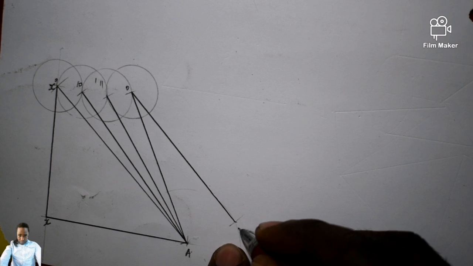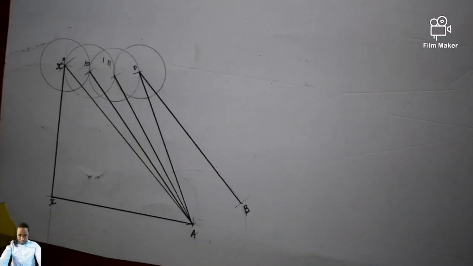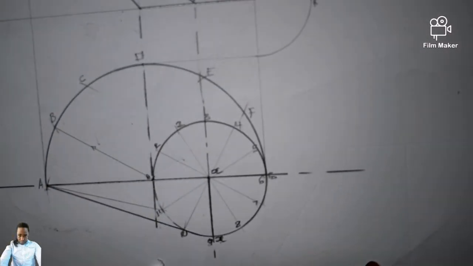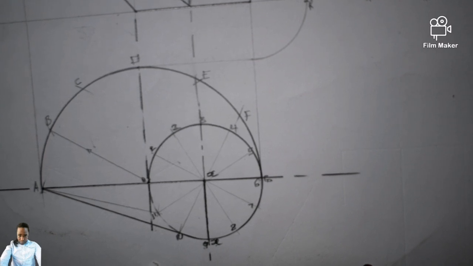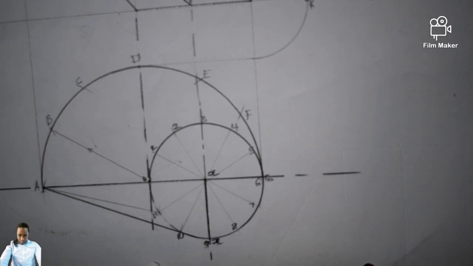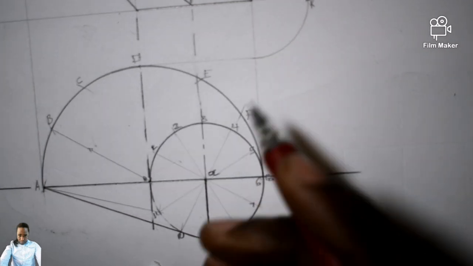But this one is point what now? It's point B. Go back to your top view. We've gotten point B already. You understand? So there is our top view that we have now. Then from there, we have to get a distance of B1. Oh, this is 0, 1, 2, 3. So B1.